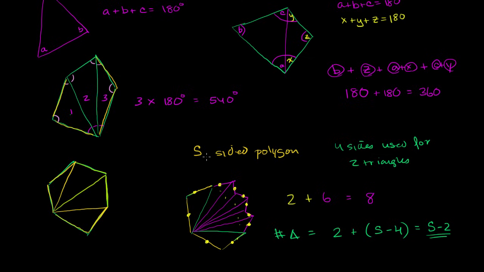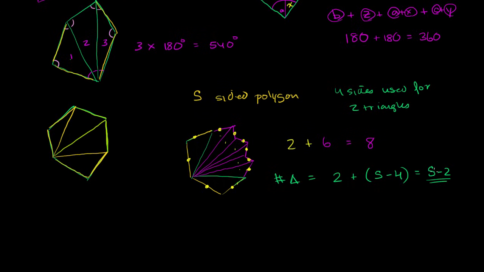So if I have an S-sided polygon, I can get S minus 2 triangles that perfectly cover that polygon and they don't overlap with each other. Which tells us that an S-sided polygon, if it has S minus 2 triangles, that the sum of the interior angles in it is going to be S minus 2 times 180 degrees. Which is a pretty cool result.